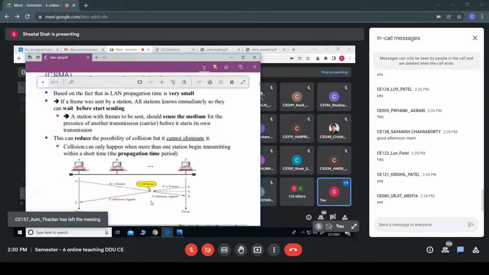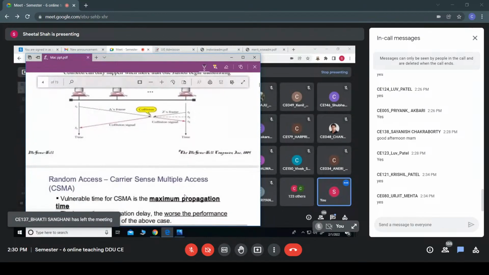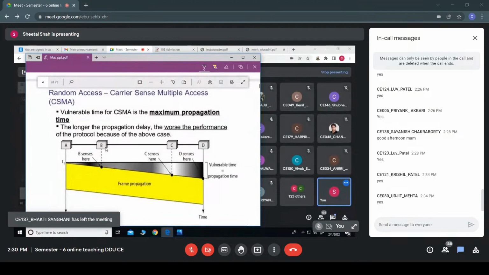So in case the propagation time is more, there are more chances of collision. Whereas if the propagation time is short, then the chances of collision would also be reduced. Now, what is the vulnerable time? What do you mean by vulnerable time? It is the time for any particular packet, or any particular frame, to get collided. Are you getting me? Okay. What do you mean by vulnerable time?